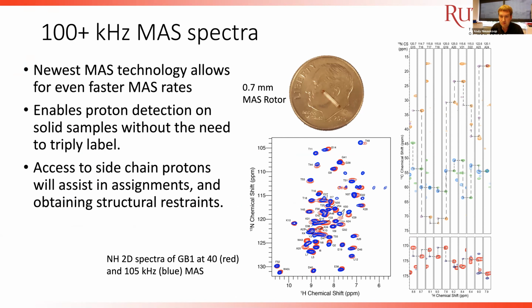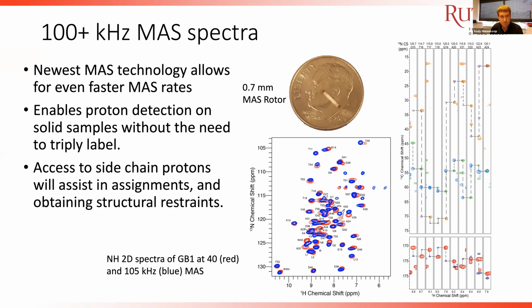And so you can see here our favorite protein GB1 again, the 40 kilohertz spectrum in red with the deuterated, and the 105 kilohertz spectrum in blue with the not deuterated, which is nice for the biologists, the people who have to actually make the protein. You get very similar looking spectra. And again, once you have nice looking spectra, you're able to do all the things I'm going to talk about for the proteins here.